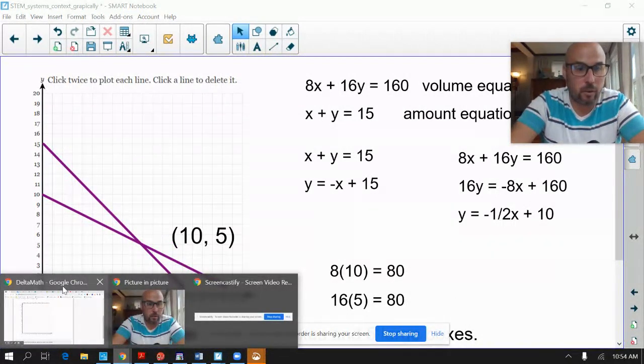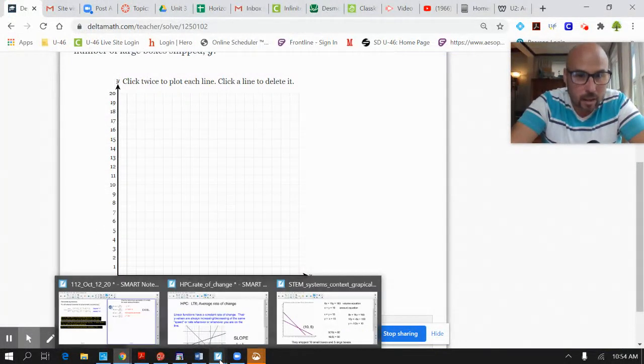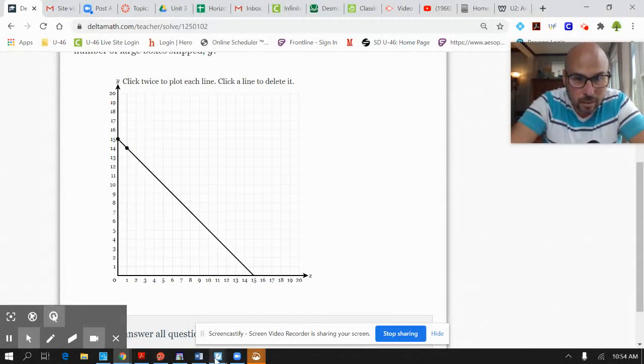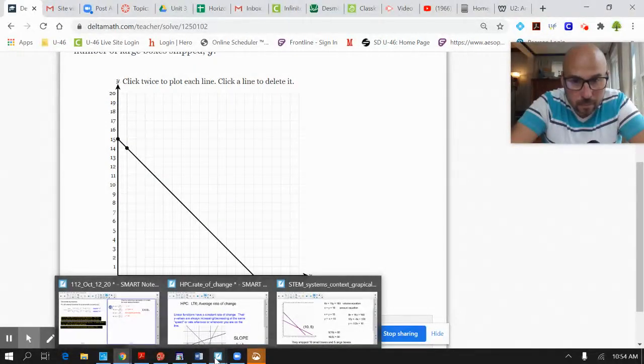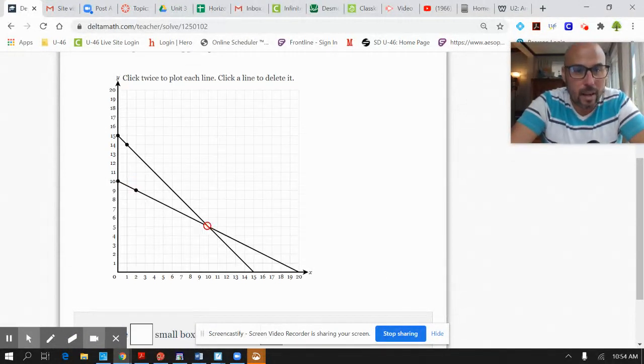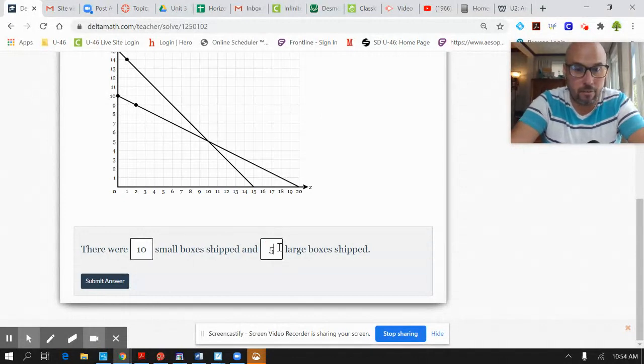And then we would graph this on Desmos. So that first one was, I forget already, 15. 15 was the y-intercept, and the slope was -1. So down 1 over 1, down 1 over 1. The second one had a y-intercept of 12, I think. No, 10. And its slope was -1/2. And there they are. They intersect at (10, 5). There were 10 small boxes and 5 large boxes.